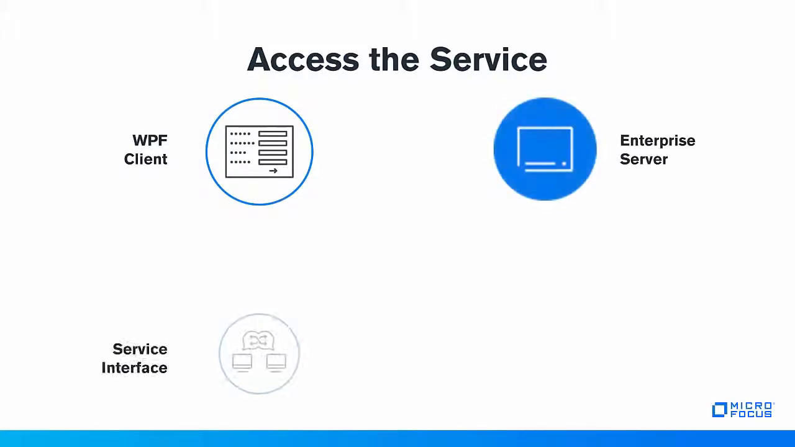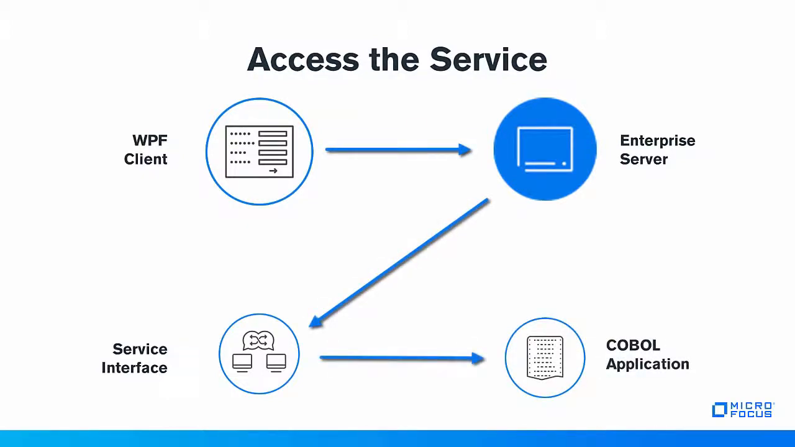Once all of this is in place and running on the Enterprise Server, the client sends data to the service interface. The service interface sends the data to the COBOL application for processing. The sequence then goes in reverse, with the COBOL application sending data back to the service interface, and then the service interface passes the data back to the client.